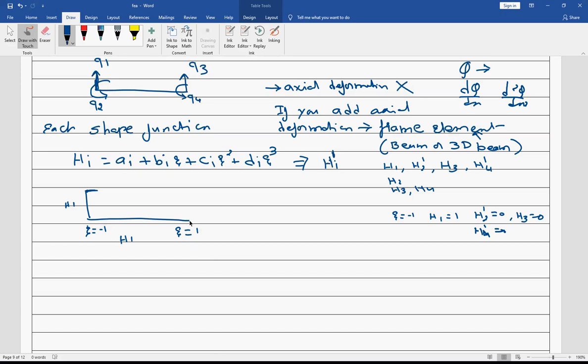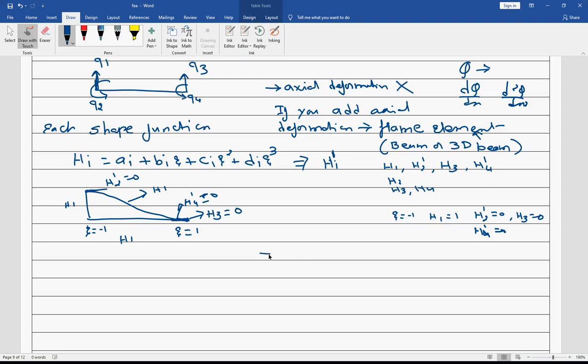Now h2 dash is 0, h3 is 0 at the other location, and h4 dash is 0. So I have the slope at this location also. So I am drawing the slope. What it suggests is that my shape function will be something like this. So this is the representation of my h1. This is h2 dash whose value is 0. Here the slope is there, that is h4 dash equal to 0, and at this location h3 equal to 0. So this is what I am trying to get.